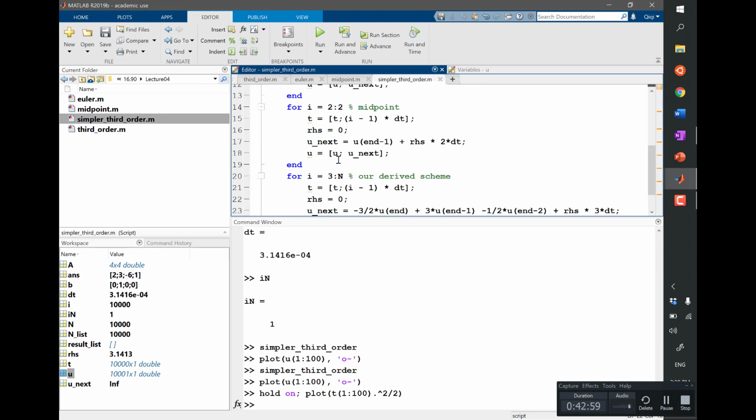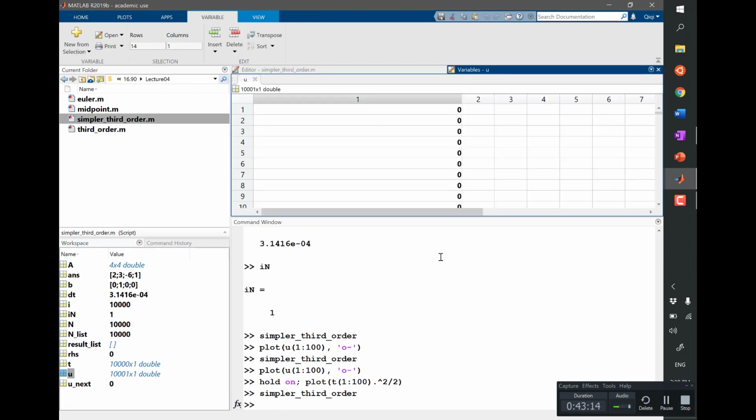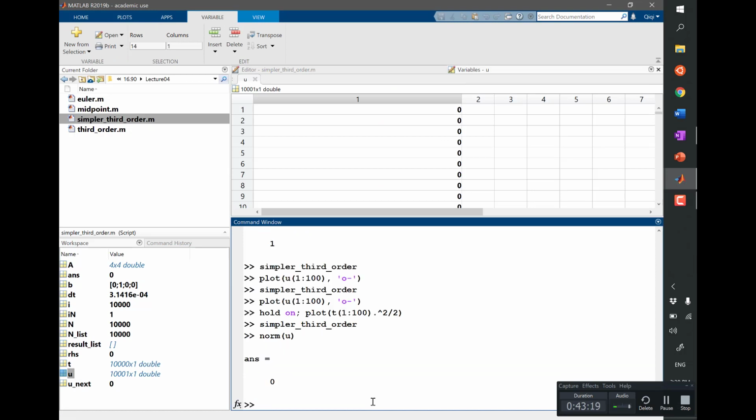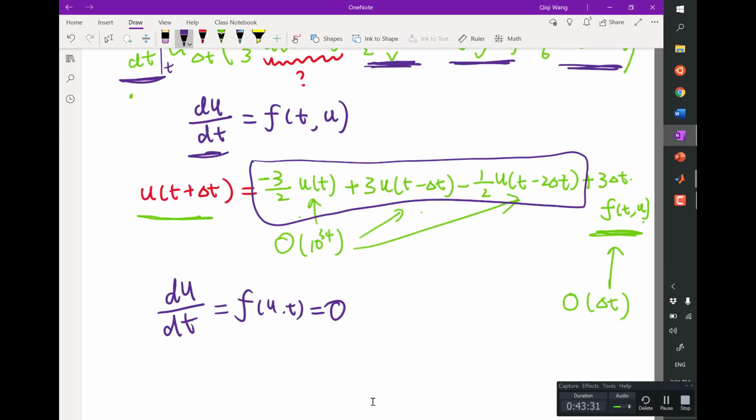Anybody take a guess? Yes? Exactly. Actually, everything stays 0, right? I mean, if you take a look at u, it's all 0, right? Here, if I do the norm of u, it's 0, right? Norm of u equal to 0 means every u is 0. There is no way for the norm to be 0 if anything is non-zero. So we actually cannot reproduce the problem if f is equal to 0.